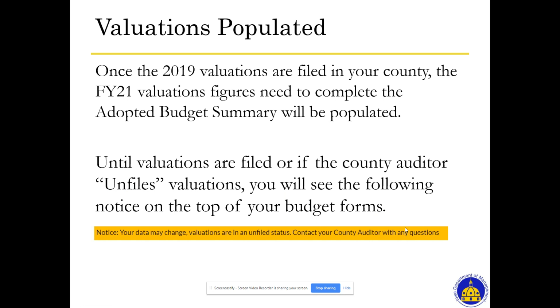As I mentioned before, valuations are populated for you within your budget once the 2019 valuations are filed by your county auditor. And once you enter your tax request, then your tax rate and other items will be calculated for you. Until valuations are filed, or if the county auditor has filed valuations and then unfiled them to make a correction, you will see the following notice on the top of your budget forms. This is just to let you know that your data may change because valuations are in unfiled status. If you see this notification and have questions, please contact your county auditor.